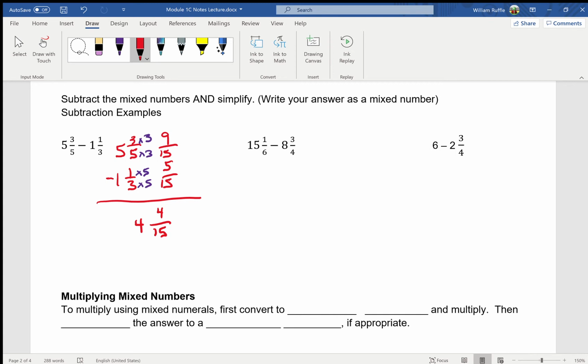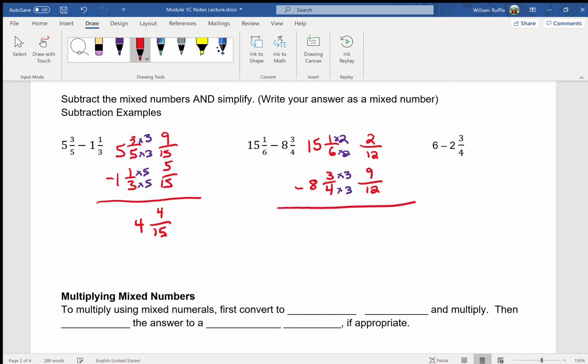Now clearly these next two will have a little more issues. 15 and 1/6 minus 8 and 3/4. Now, what is the common denominator here? Well, 4 and 6, if we look on the multiplication chart or use prime factorization, you're going to find that it is going to be 12. And so now, 4 times 3, 3 times 3, 6 times 2. That's going to be a 2. 3 times 3 is 9.